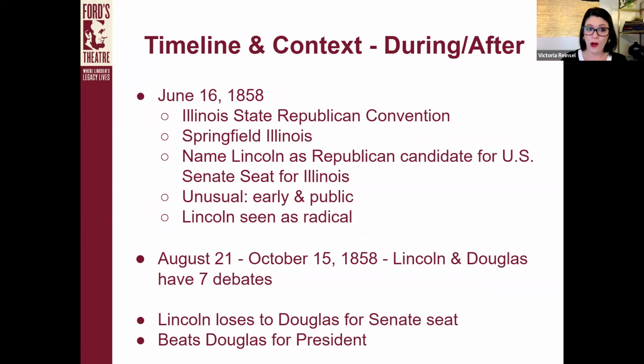So I'm curious for you all why that might be important to you. If you're in the audience, if you're looking at this, why are they making this move to announce the candidacy early like this and in such a public fashion, especially when Lincoln is seen as a bit of a radical? Any thoughts or reactions to that before we continue forward? Feel free to just unmute yourself if you would like to contribute anything.